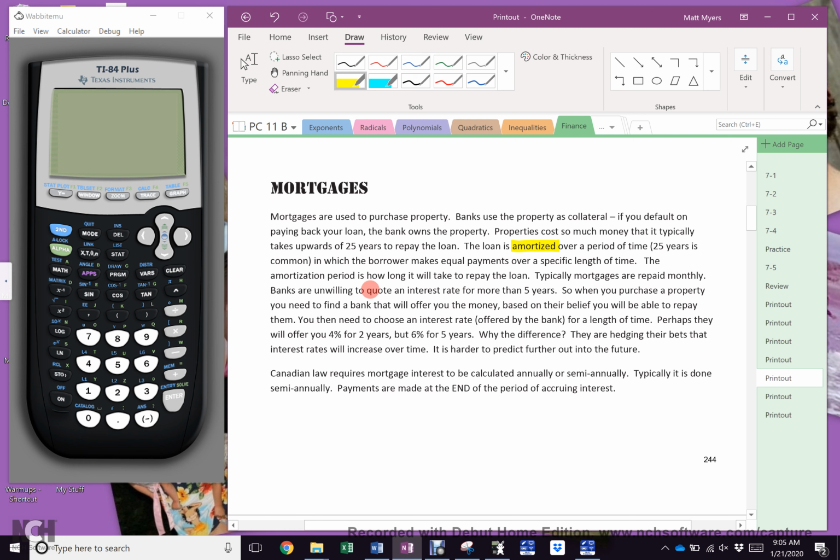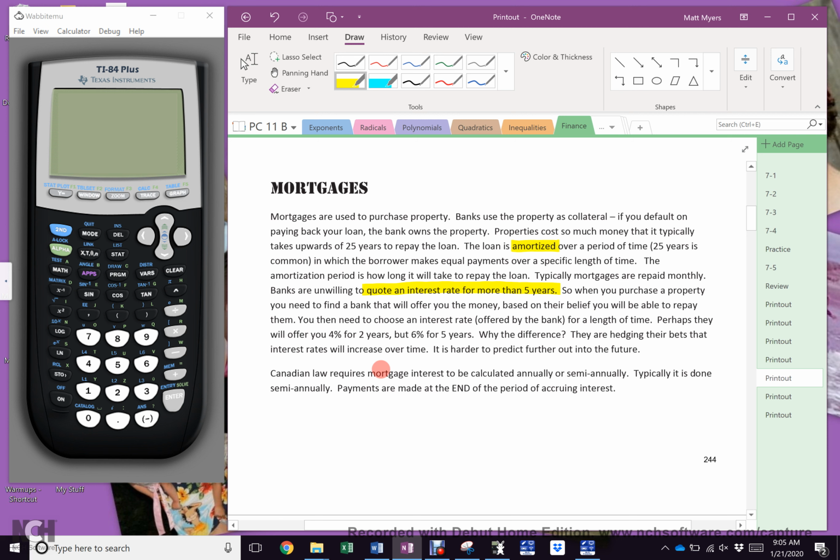This is something you need to know. Even though you borrow the money for 25 years, they break it down into, if you're lucky, 5-year chunks because they can't see the future, right? They don't want to say, I'll give you a 2% mortgage for 25 years. They don't want to do that. And then you can just read all that.